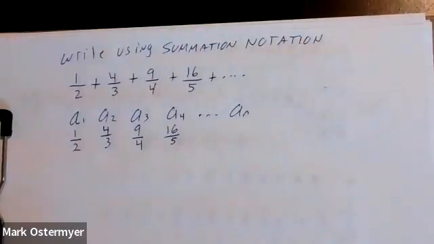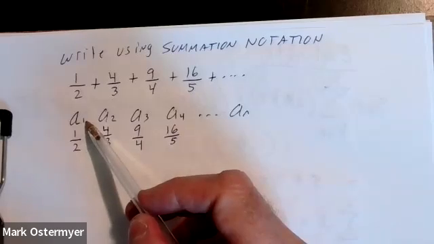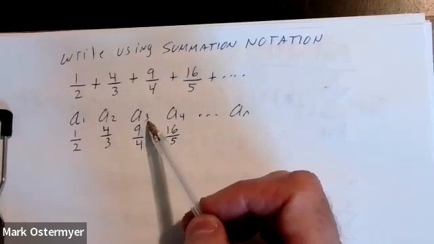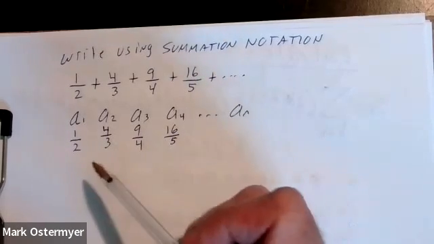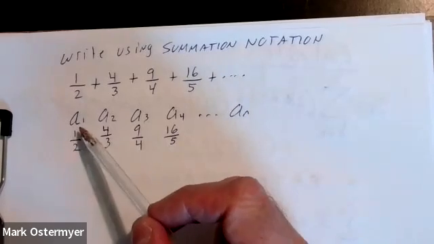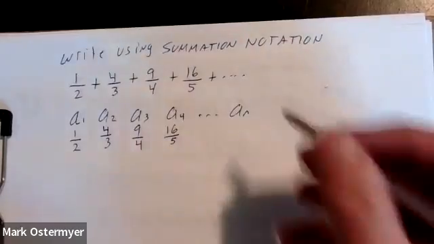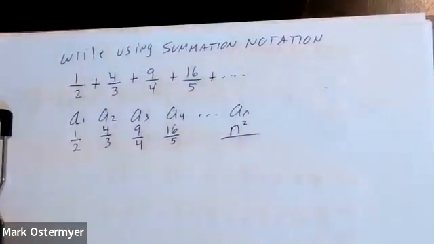Okay. Well, again, let's look at the relationship between the index of the term and the numerator. What do we do to 1 to get 1? What do we do to 2 to get 4? What do we do to 3 to get 9? What do we do to 4 to get 16? After some thought, it looks like when you square the index of the term number, you generate the actual numerator. So our nth term rule is going to have n squared for the numerator.